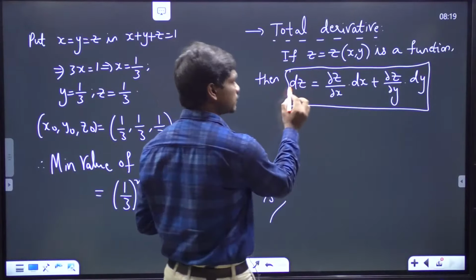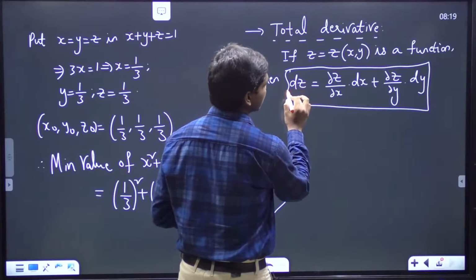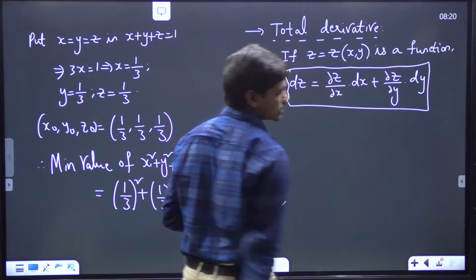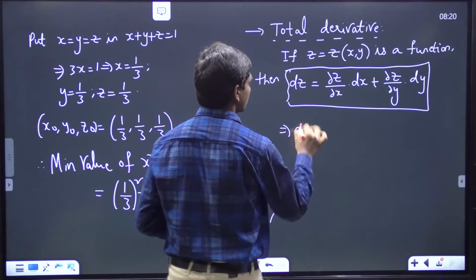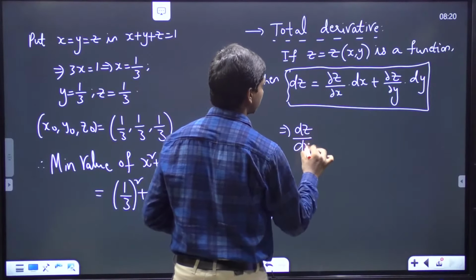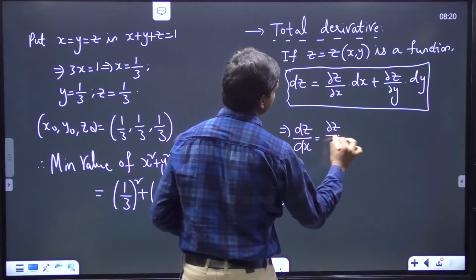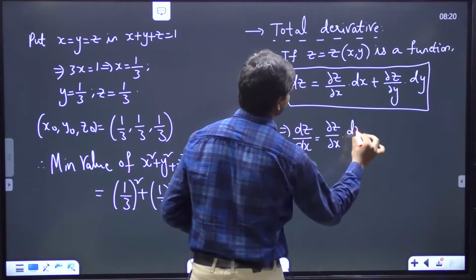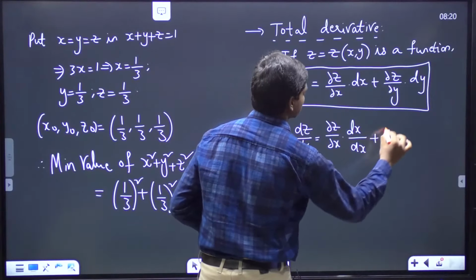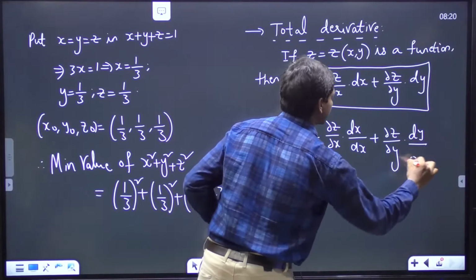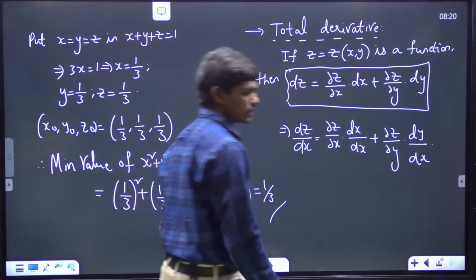Then you can write, if you are differentiating with respect to x, dz by dx equals dou z by dou x into dx by dx plus dou z by dou y into dy by dx. Okay, meaning if I want to make you understand dz by dx, if I am differentiating this function with respect to x, then dou z by dou x into dx by dx plus dou z by dou y into dy by dx. So this is how you differentiate things.